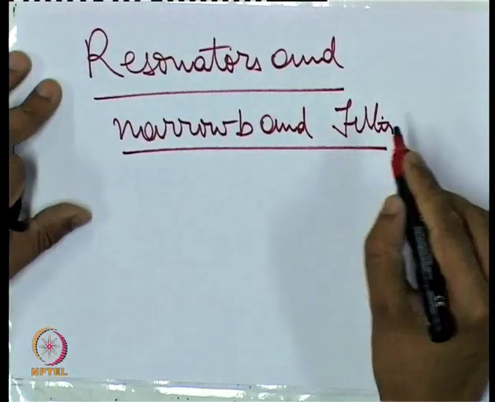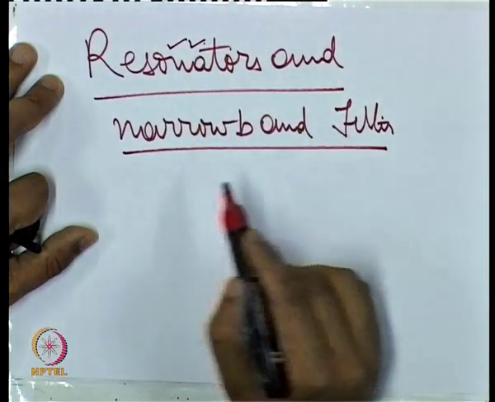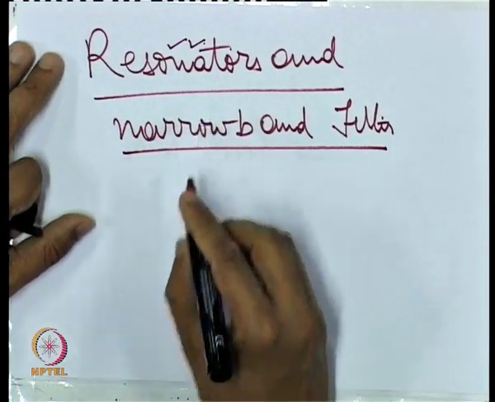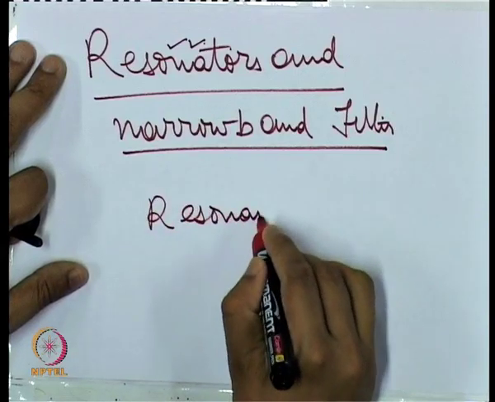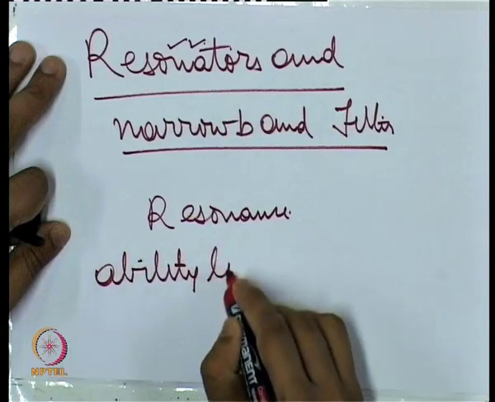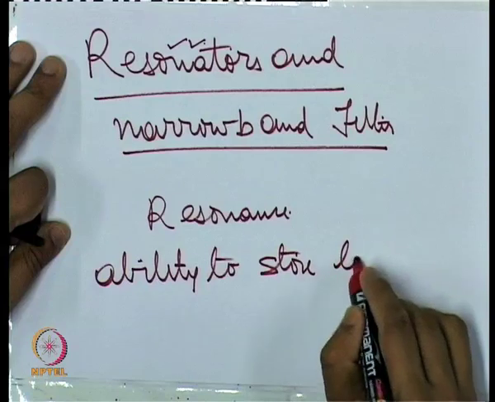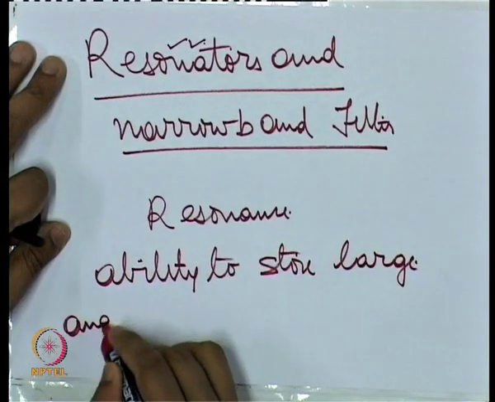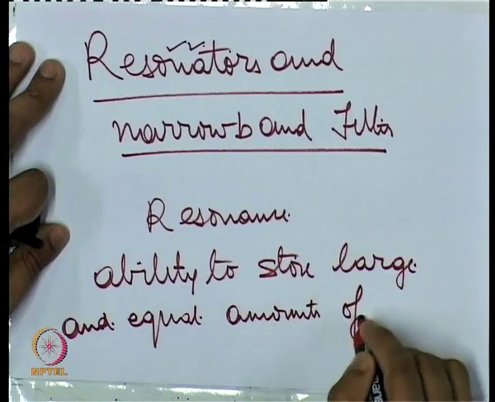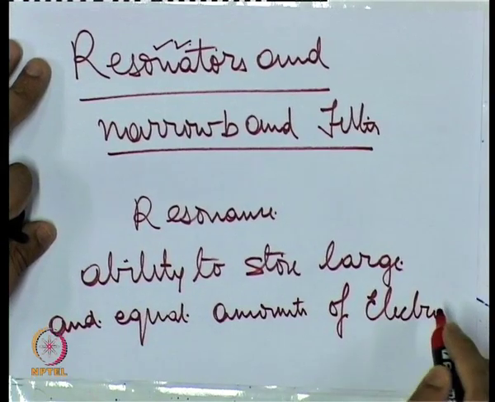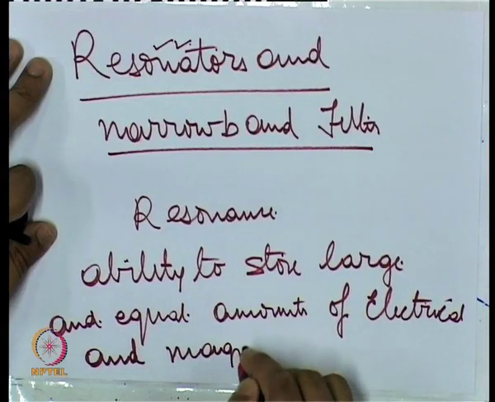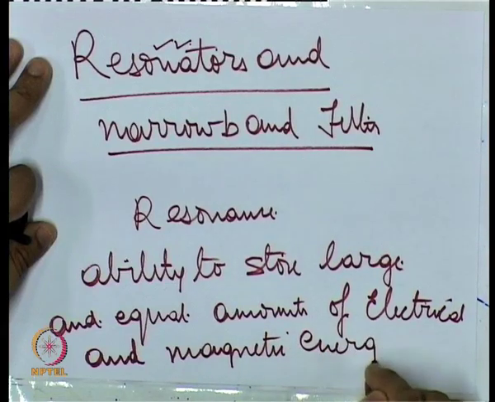To discuss narrowband filters, it is very essential to know what these resonators are. Narrowband filters are nothing but resonators when properly input-output terminated. Now, what is this concept of resonance? In EM field theory, resonance refers to the ability to store large and equal amounts of electrical and magnetic energy with minimal losses.